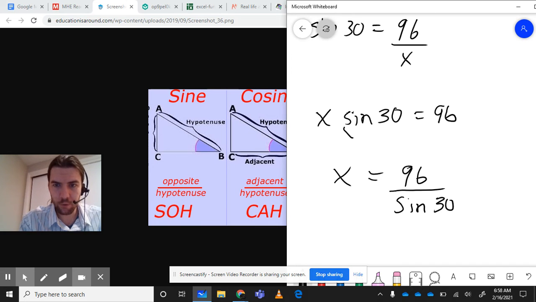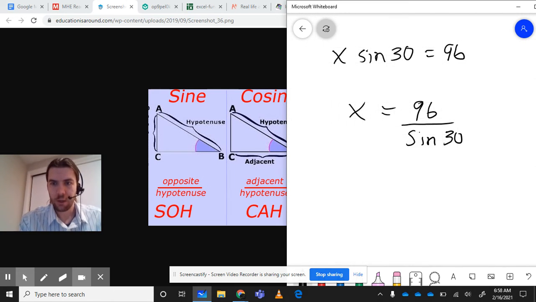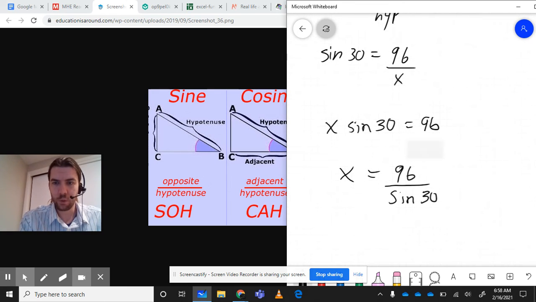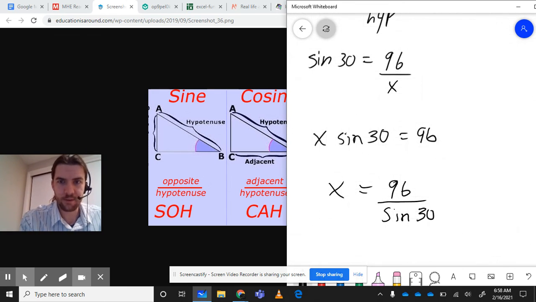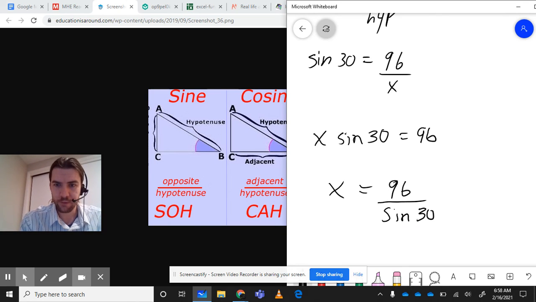You want to think of sine of 30 as one chunk that will never get separated. You wouldn't divide by 30 alone. This is an operation that's happening to the number 30, so it all sticks together. We can do that if we want, but we don't have to. We could have figured out what sine of 30 was first and gone from there. But I just went ahead and moved it all so that we've got x by itself.